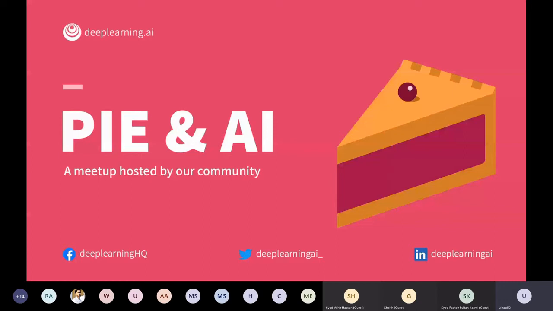Most of you, if you are a machine learning engineer or if you are into machine learning, must have known about deeplearning.ai. The organization was created by Professor Andrew Ng in 2017. The main focus of this organization is to teach people about deep learning. And these kinds of events, named Pi and AI, are hosted by communities all over the world. And this is the first Pi and AI event hosted by the Lahore community.